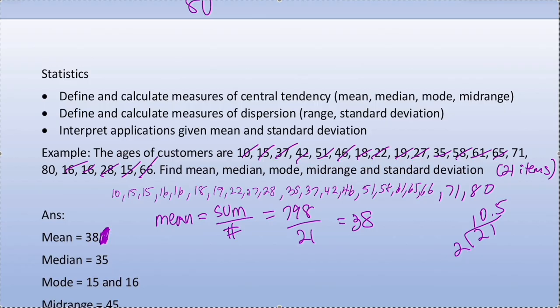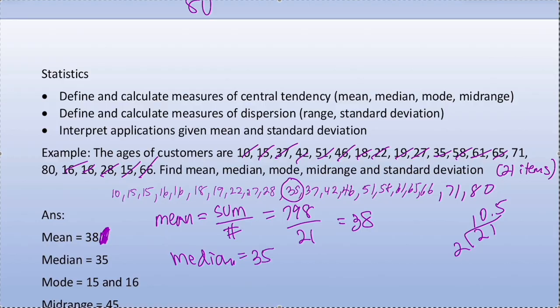Now, as far as the median goes, take your 21 and divide it by 2. That's 10.5. So that 10 is really going to show you that we need 10 below it and 10 items above it. Our median is the one smack down in the middle. In this case, 35 is right smack in the middle.